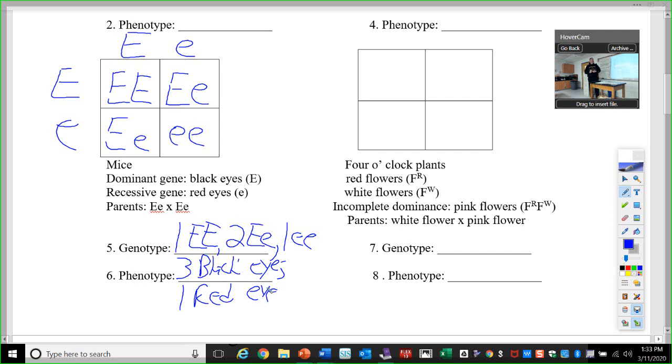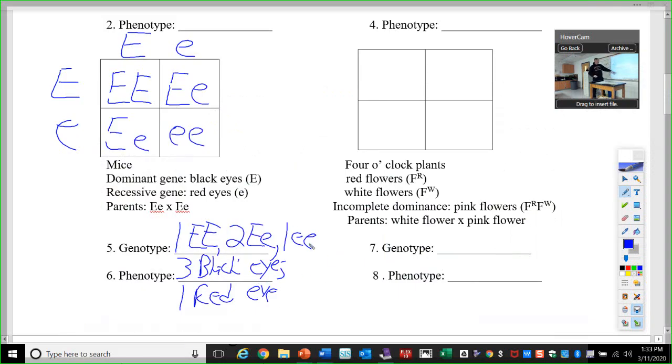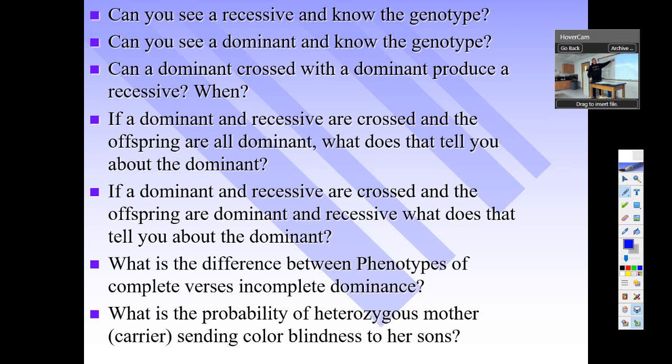So let's go to these questions here, and we'll come back. We should be able to answer all these except for the bottom 2. Can you see a recessive and know its genotype? Yes. Because if it's recessive, it must be little e, little e. Right? Can you see a dominant and know its genotype? No.